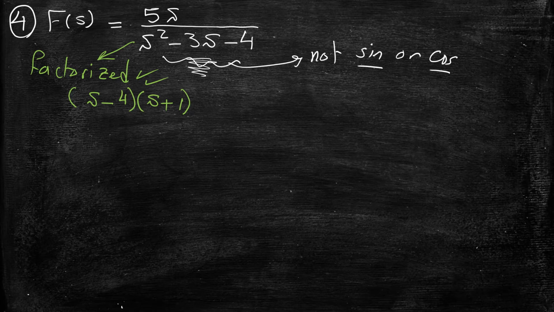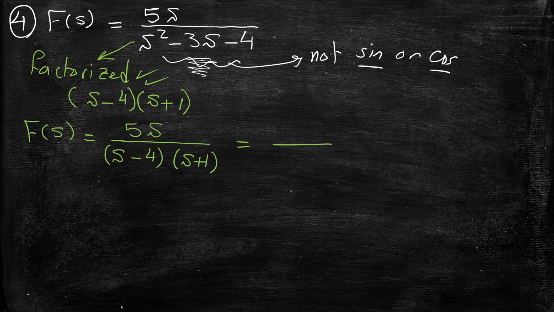So again, this F(s) can be rewritten as 5s divided by (s minus 4)(s plus 1). So it means there is some constant over s minus 4 plus another constant over s plus 1. For these simple partial fractions, we can just substitute s equal to 4, which is a term that makes this one equal to 0 for all parts but not this one.